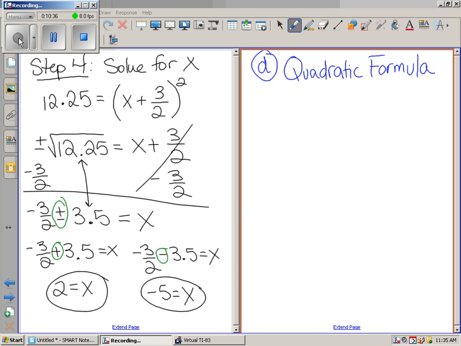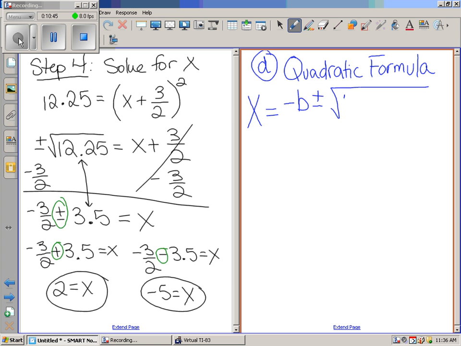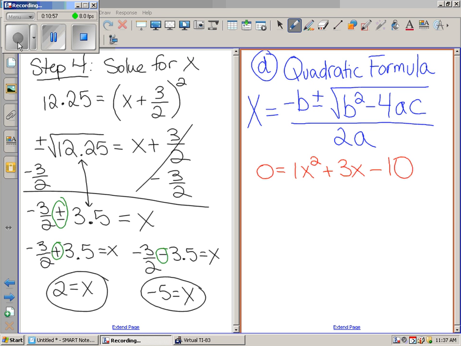Guys, last part D. Quadratic formula. Quadratic formula looks like this. It's x equals negative b plus or minus the square root of b squared minus 4ac, all over 2a. Guys, where are all these a, b's, and c's coming from? We talked about it just a minute or so ago. Check it out. That's a, and that's b, and this is c. And then all we do is fill them into the problem.